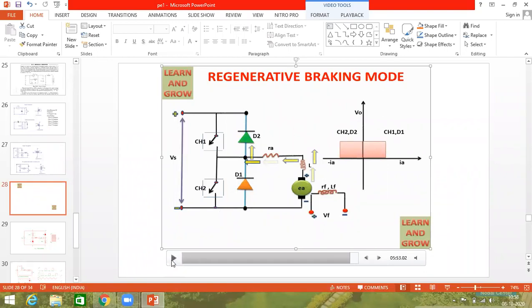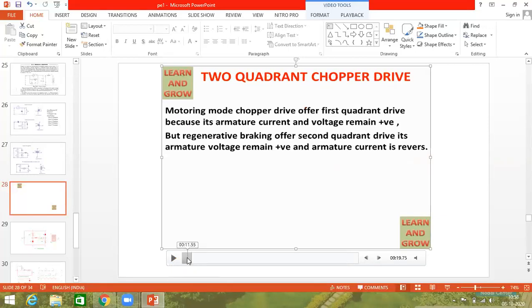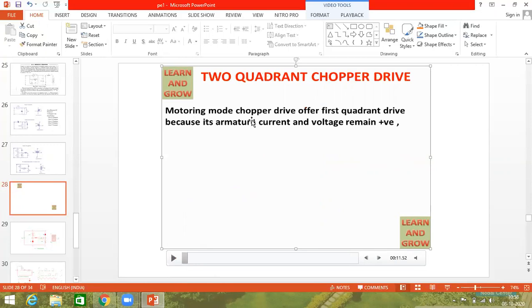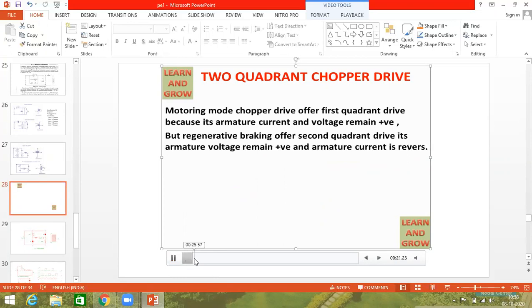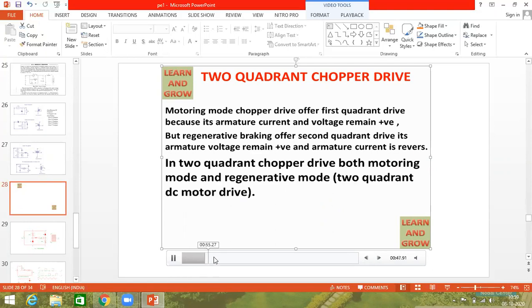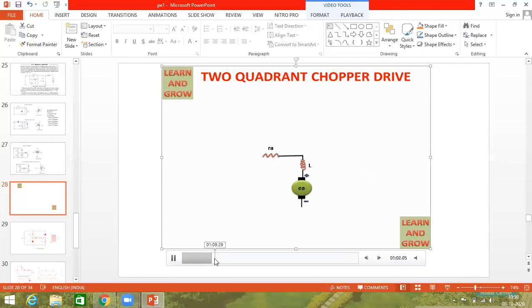Based upon your requirement, I will proceed once again. So now you will be understanding. Motoring mode: the chopper drive operates in the first quadrant because armature current and voltage remain positive. Next, regenerative braking: when you apply the braking condition, the back EMF of the motor will be greater than the supply voltage. Now the motor will act as a generator and power flows from generator to the source. Armature current is reversed. That's why it operates in 2 quadrants, the first 2 quadrants.